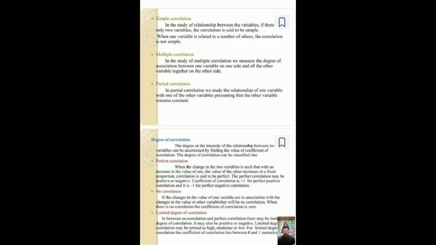The third one is the limited degree of correlation. In between no correlation and perfect correlation, there may be a limited degree of correlation. It may also be positive or negative. Limited degree of correlation may be termed as high, moderate or low. For limited degree of correlation, the coefficient of correlation lies between 0 and 1 numerically.